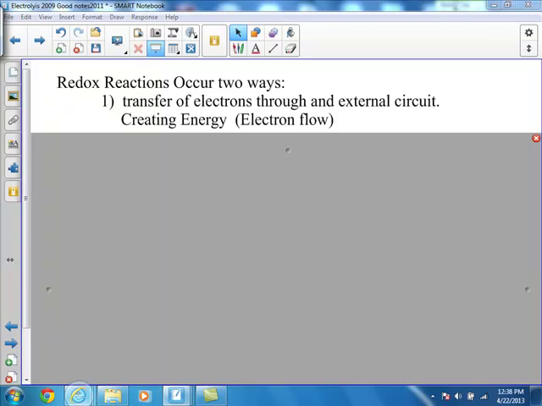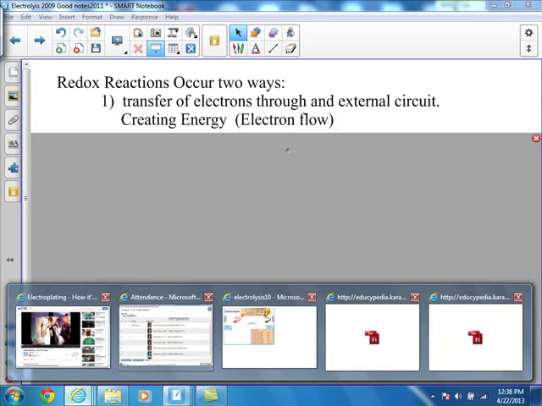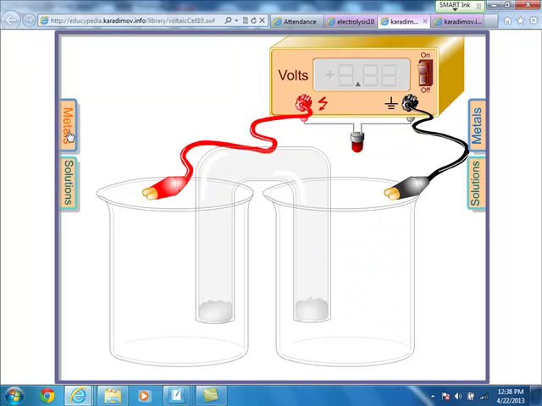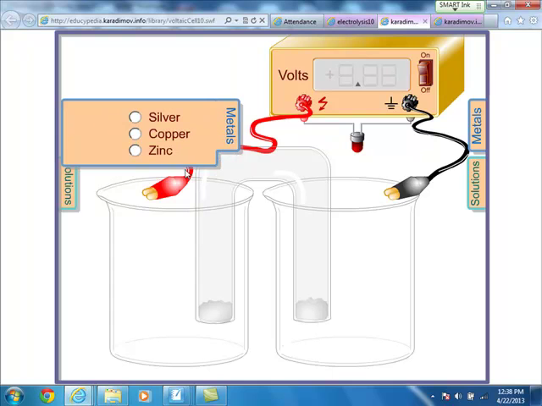Now, to show you one more simulation of this, figure out which one of these it is. Okay, this is a galvanic cell. So we can pick a metal. It will let me pick a metal. Really? Oh, you worked before? Okay. What metal do you want?